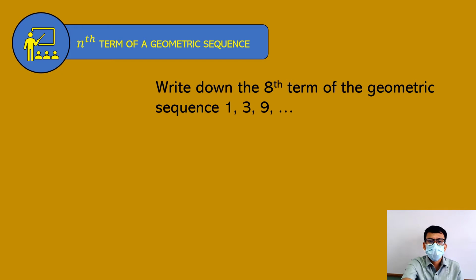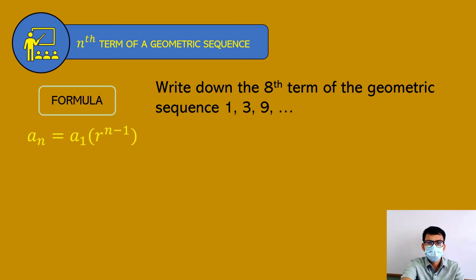Like here, write down the 8th term of the geometric sequence 1, 3, 9, and so on and so forth. So there are only 3 terms given. 1 being the first term, 3 being the second term, 9 being the third term. And you're going to find the 8th term of the sequence. So how do we do that? We need to use the formula, where the formula is a sub n equals a sub 1 times r to the power n minus 1.